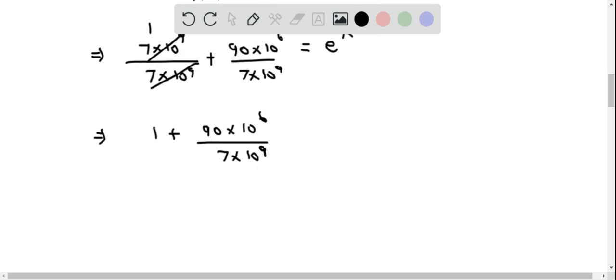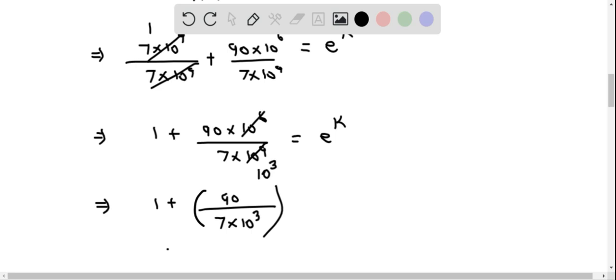We can simplify this, and we will plug this value into the calculator. Before we plug this into the calculator, we can simplify this a little bit. So this equals 1 plus, I can cancel this as powers using the power rule. So this is equal to 10 power 3. So basically the expression is 90 divided by 7 times 10 power 3, and we plug this expression into the calculator.